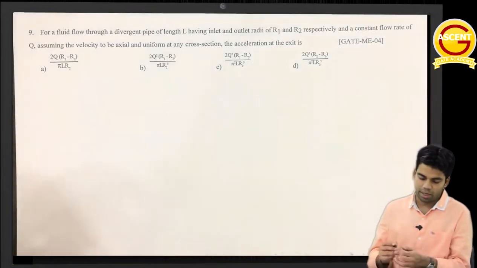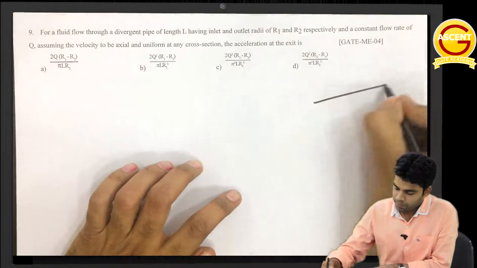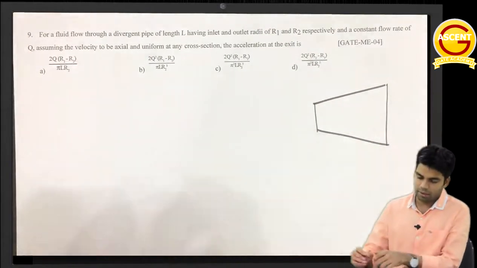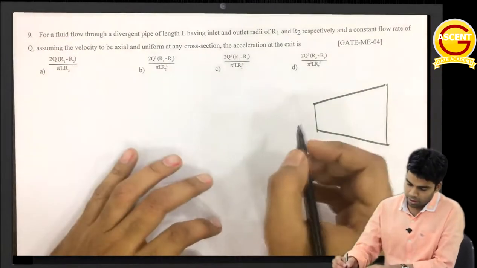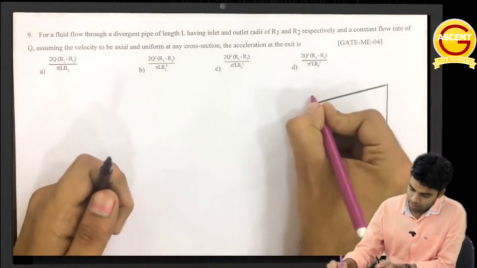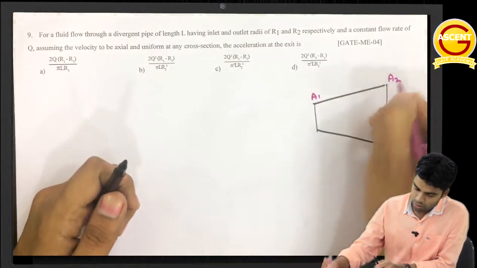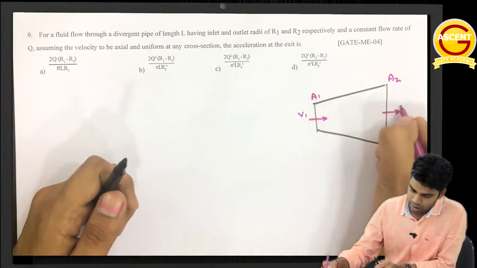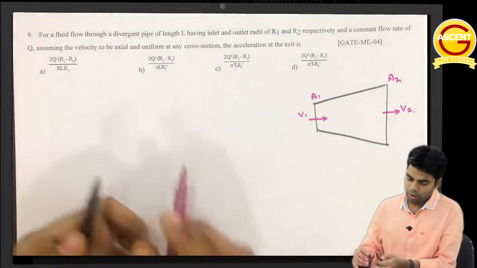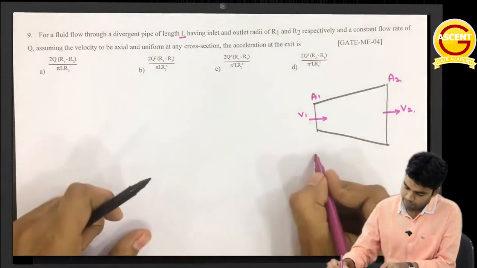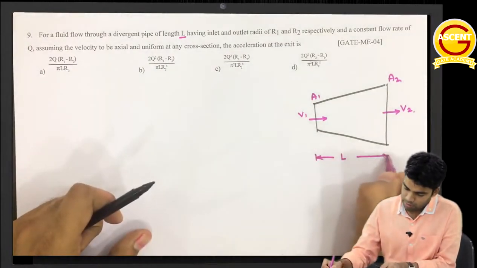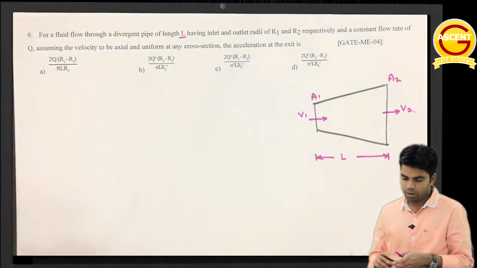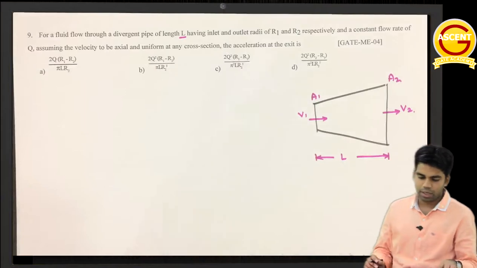Okay, so we have a divergent pipe and the fluid is flowing through this divergent pipe. The area here is suppose A1, here the area is A2, the velocity of entering is suppose V1 and the velocity at exit is suppose V2, and the total length of this pipe is given as L. The radius here is R1, the radius here is R2. We have to determine the acceleration at exit.